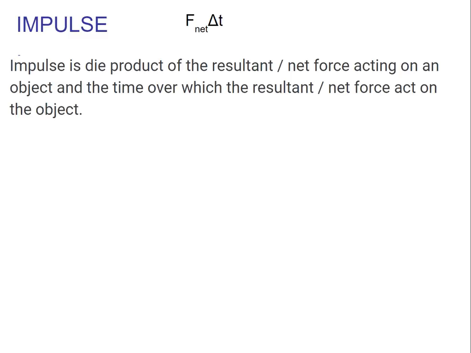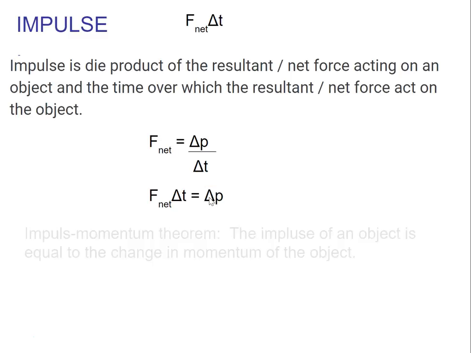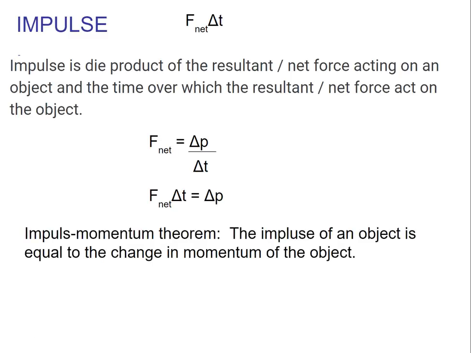Now let's have a look again at Newton's second law in terms of momentum. That was the one that you had to make sure that you can deduce in the previous video. Okay, so if I take this equation and I multiply both sides with delta t, I end up with F net delta t is equal to change in momentum. But hello, we just defined F delta t as impulse. So here I can see that my impulse is actually equal to the change in momentum for a specific object. And this is called the impulse-momentum theorem.